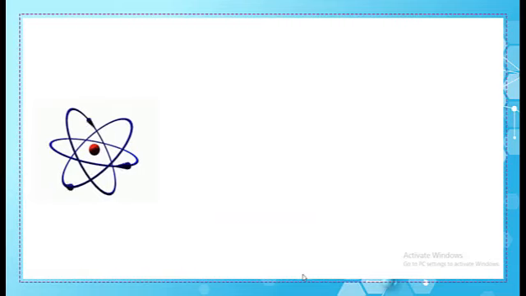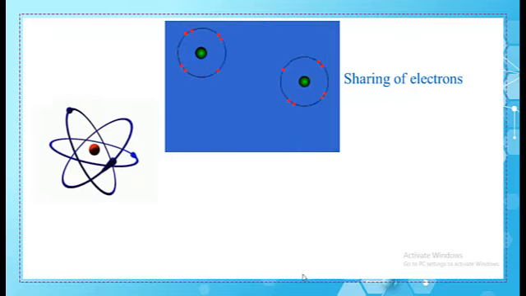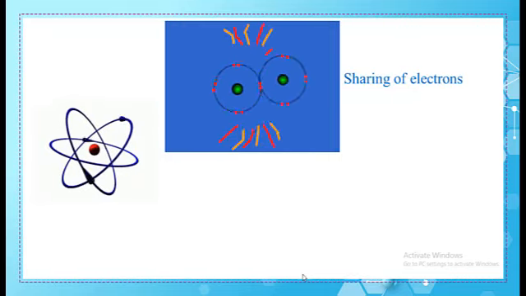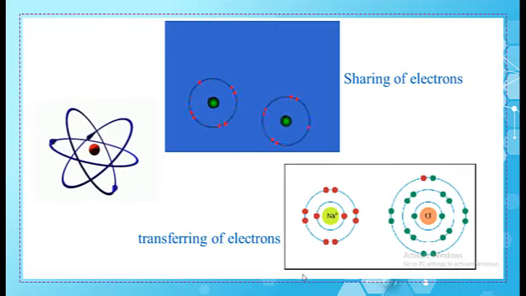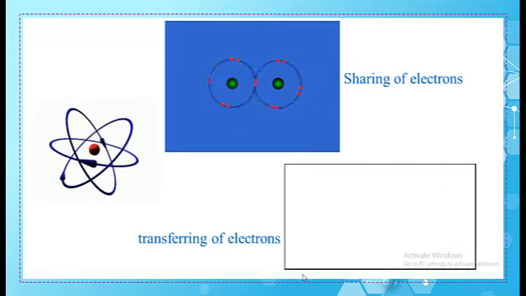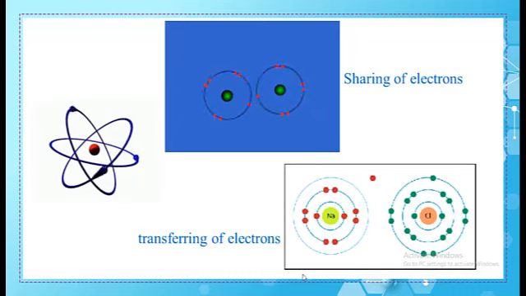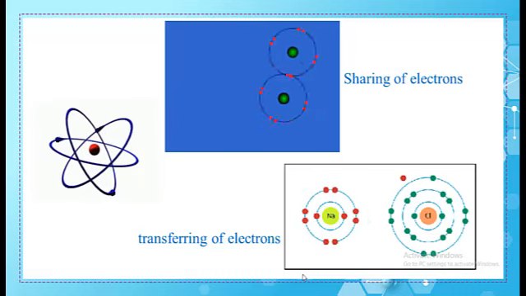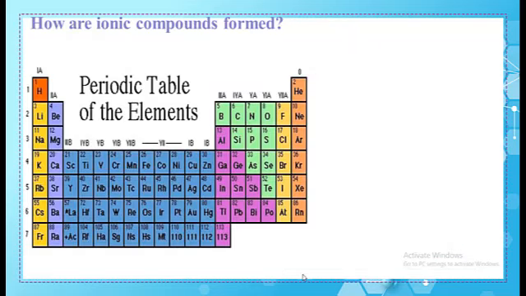As you know, most of the atoms are not stable except atoms of column 18. So atom, in order to be stable, tends either to share electrons with other atoms or transfer electrons to other atom, either loses electron or gains electron in order to form compounds. How are ionic compounds formed? Consider the following ionic compound, NaCl.